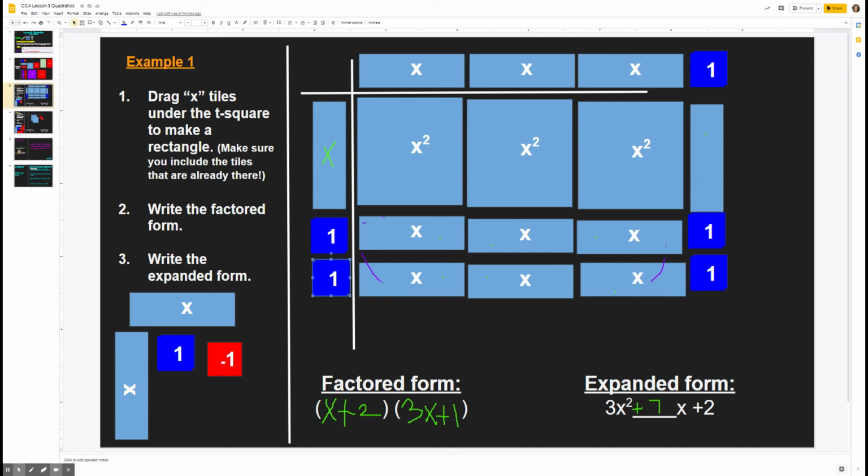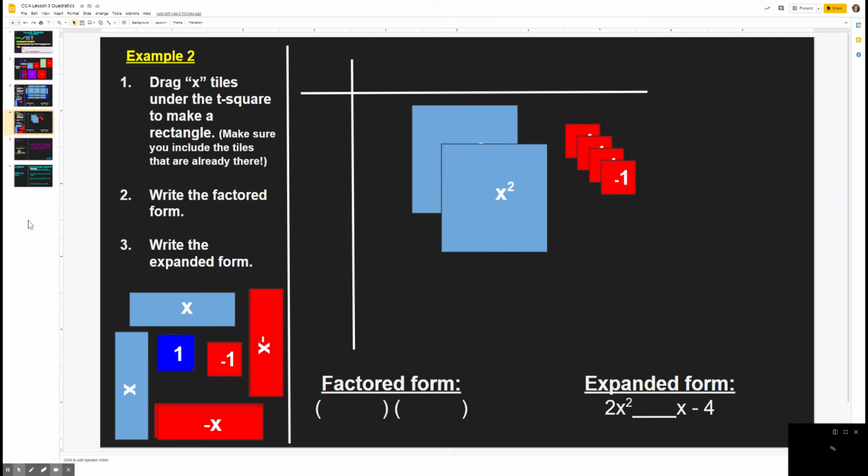All right. All right, we're going to move on to the next one. So we're going to do that same thing here. We're going to find both the factored form and expanded form. In this case, our underneath part is going to have some negatives.